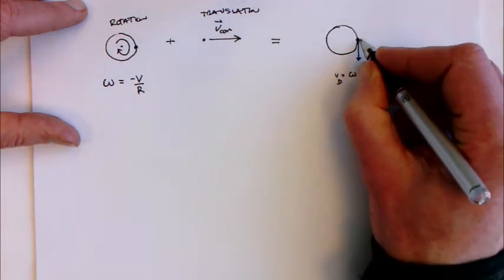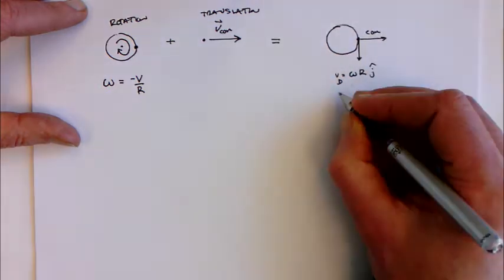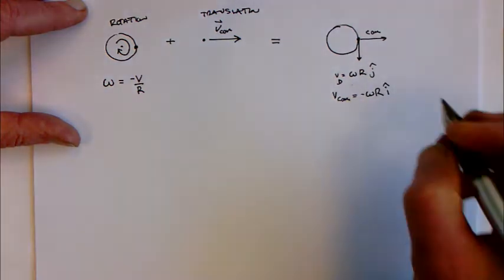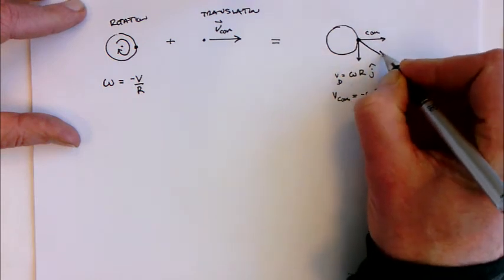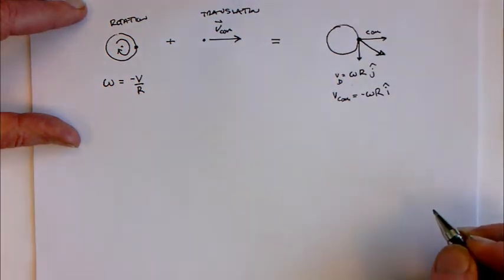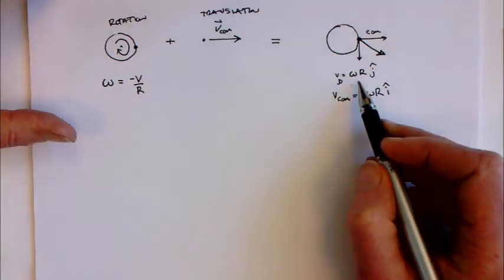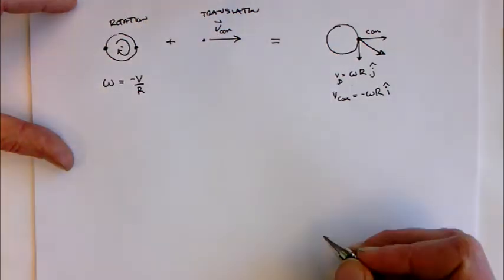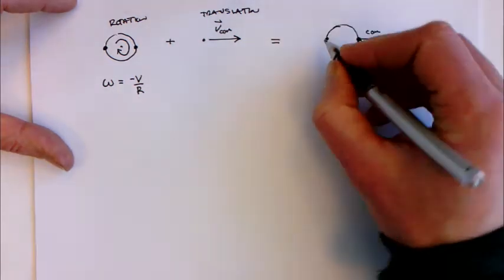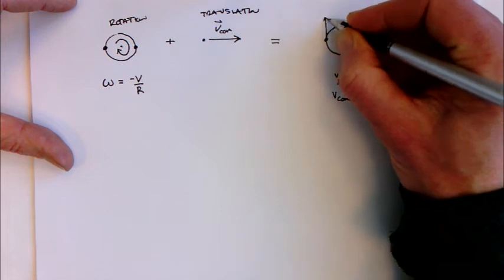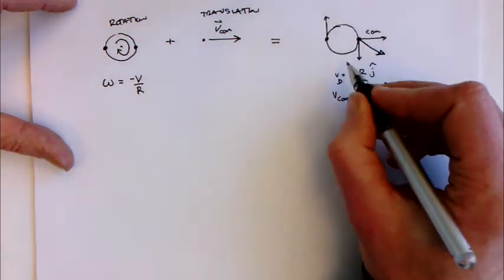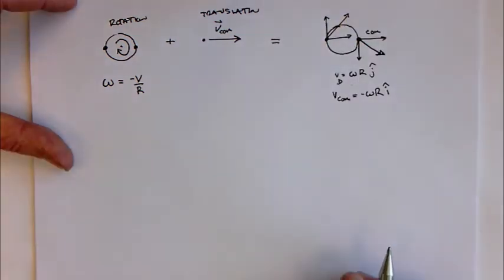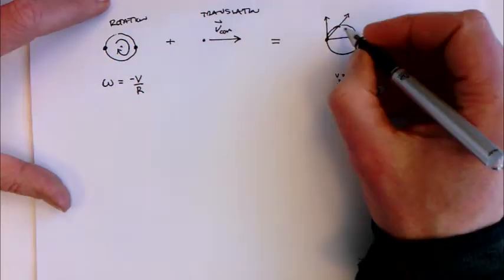I'm also going to add to that my center of mass velocity, which is minus omega times r in the i hat direction, a positive number. So this point on the object will be moving at 45 degrees with a total velocity of square root of 2 times omega times r. By the same token, a point on the left-hand side has a velocity due to rotation that is up, with a value of minus omega times r times j hat, plus the center of mass component. So this point has a velocity at 45 degrees, square root of 2 times omega times r.